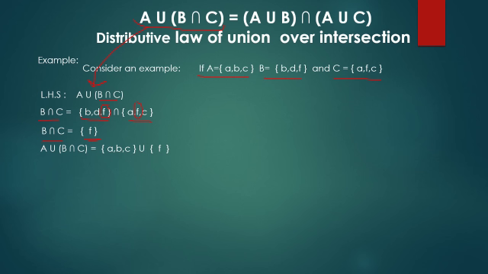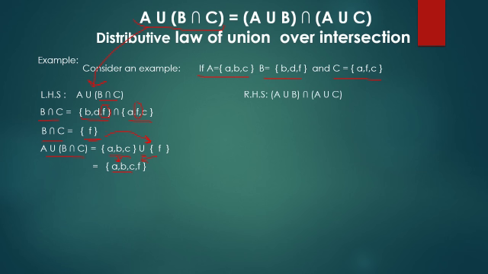We take its union with A. Set A, B, C, and its sign of union, and the resultant set B intersection C, that is F. So its union means write all elements in one set, A, B, C and F. This is its left hand side.